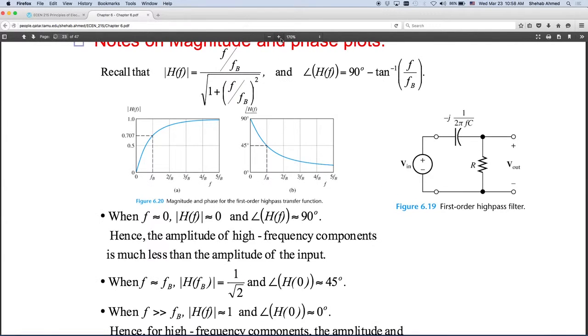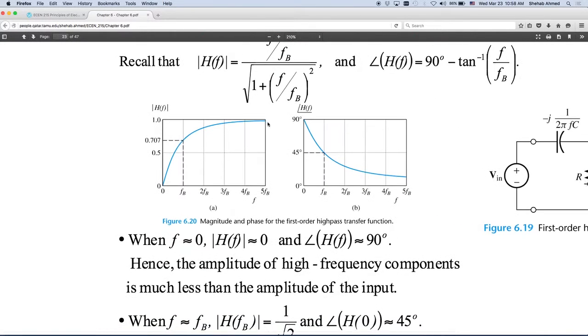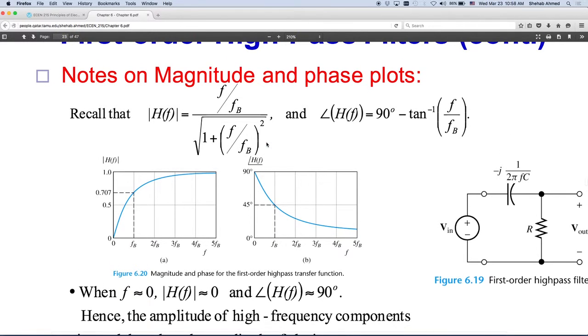For example, this was a transfer function for the high pass filter, and we just substituted various values for f, for frequency, and we plotted the corresponding magnitude. Then we did the same thing here, substituting values for f, and plotted the corresponding angle. So that's what we did last time for the low pass filter and high pass filter.